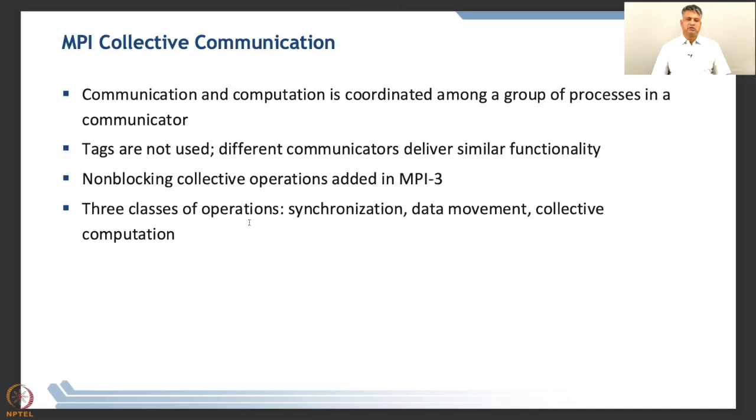Typically, the communication and computation is coordinated amongst a group of processes or ranks. That's how most calculations are done. But when you're doing collective communication, you do not use any tags. Different communicators will deliver similar functionality. You can also have non-blocking collective operations. We will talk about what non-blocking communications are in a little bit. Essentially, there are three classes of operations that you need to do: one is synchronization, two, data movement, and then collective computation.